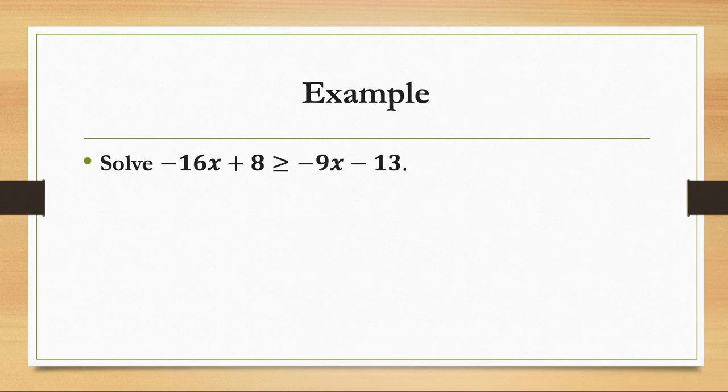So our first example says that we want to solve negative 16x plus 8 is greater than or equal to negative 9x plus 13. And remember that our goal is to solve our inequality for x, so we want to get x by itself. And so we need to start moving things around. Now it doesn't really matter where we start, but I'm going to go ahead and start with this negative 9x. So I'm going to add 9x to both sides of the expression.